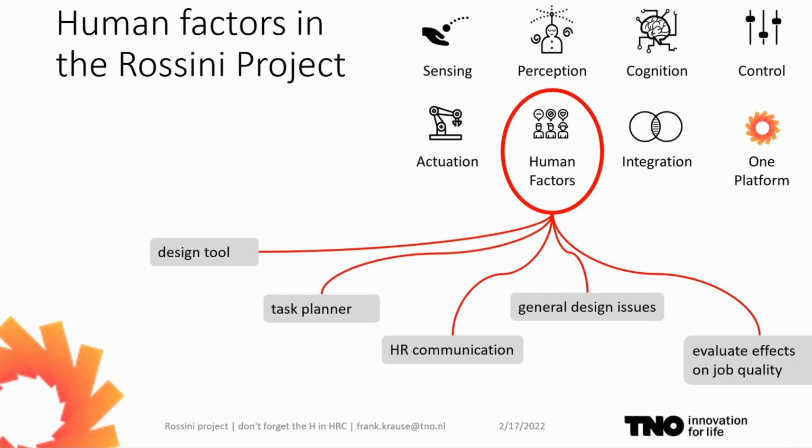So if you talk about human factors, what did we do? Well, first of all, we created a design tool to help structure the design process when you are introducing a collaborative robot. A task planner has been developed together with Unimore. Human-robot communication: how do you communicate with the robot? There are several design issues where we helped out, and in the end, this is something we're still going to do: evaluate the effects on job quality, or at least parts of job quality, because a robot cannot affect every aspect of job quality.